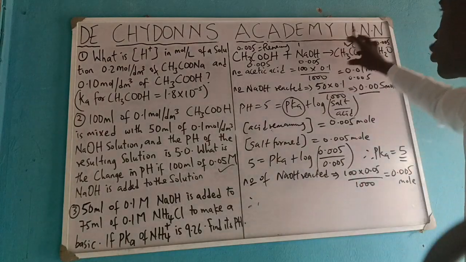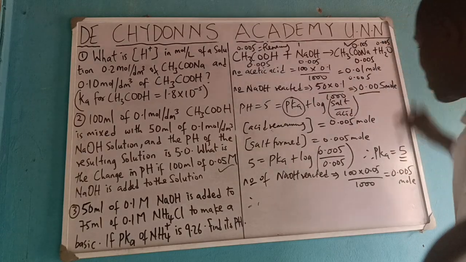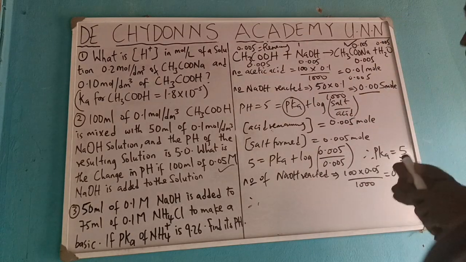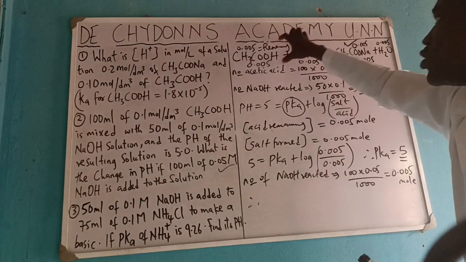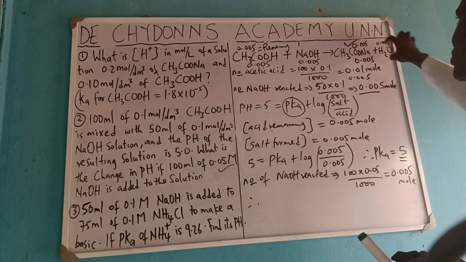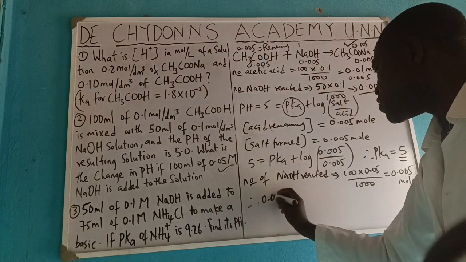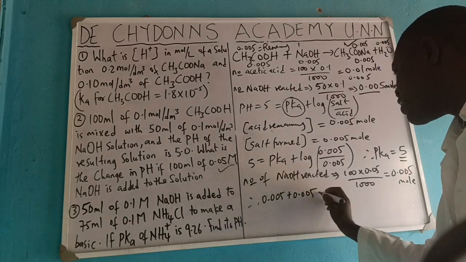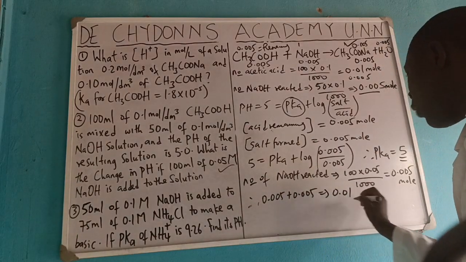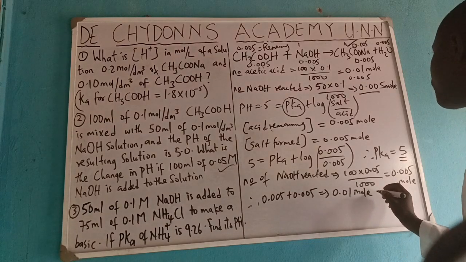Therefore, what you'll be seeing here now is that there will be no acid remaining, because the second sodium hydroxide has neutralized the remaining acid. No base remaining, no acid remaining. Only salt and water is what we'll be getting. You will be having 0.005 plus 0.005. That will be giving you 0.01 mole of salt.